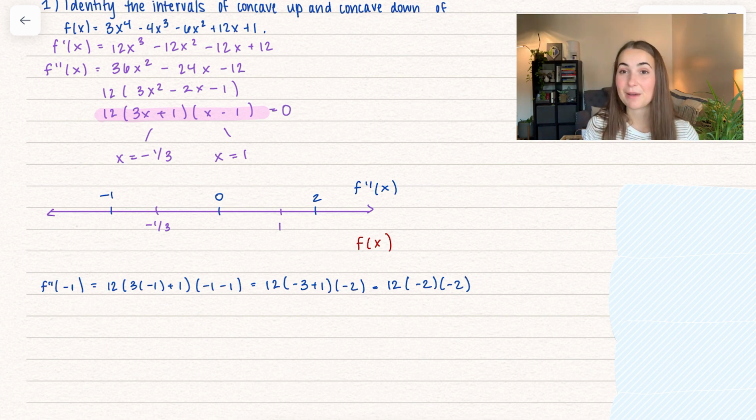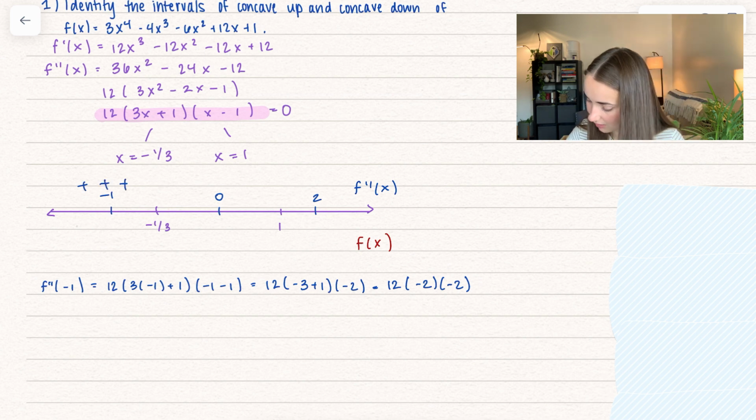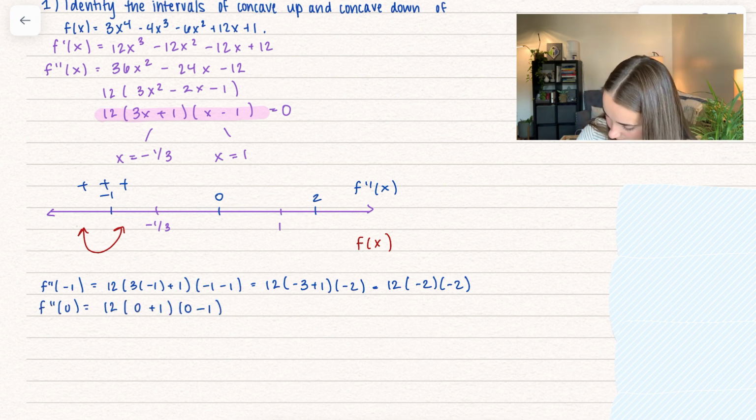Okay, this is what I mean by we don't have to multiply it all the way out. All I care about is that this is going to be a positive value because I have two negatives. So that means this will be positive, which tells me the concavity. It is positive, it is happy, we have a smiley face.